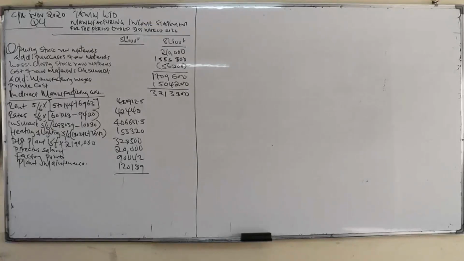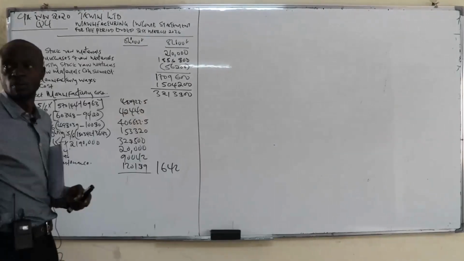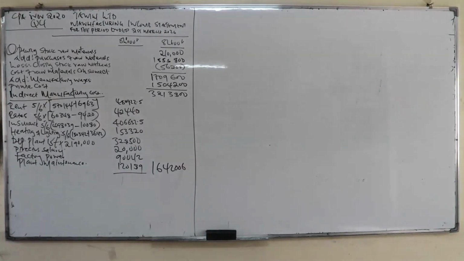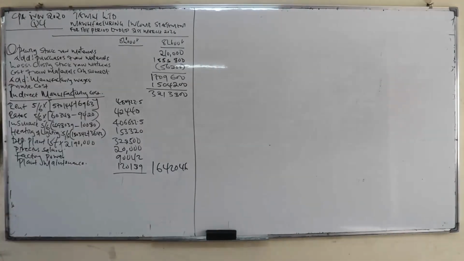How much is it? 1,642,006. Any other answer that is different from that? 1642. Like this. Okay.